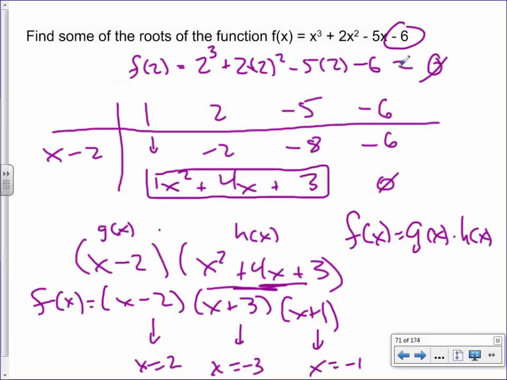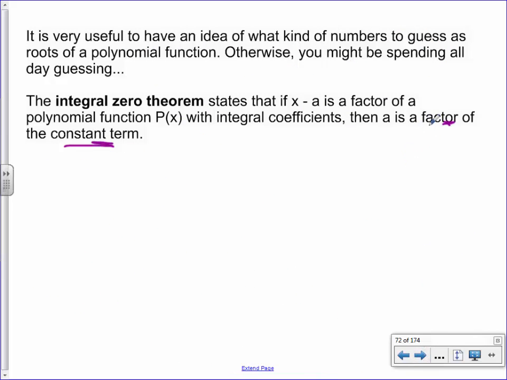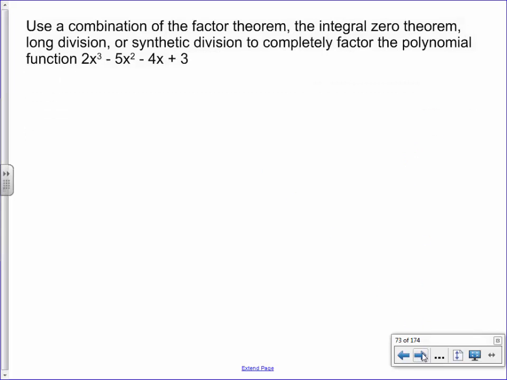Basically what this means is that when you're trying to guess what numbers to plug in here, they have to be numbers that could somehow make up 6. So don't guess 5, because nothing times 5 gives you 6. I mean, not a whole number, obviously. Does that make sense? So that's what this theorem basically says: when you're trying to figure out what numbers to guess, use things that are factors of that constant term. So let's try this one.